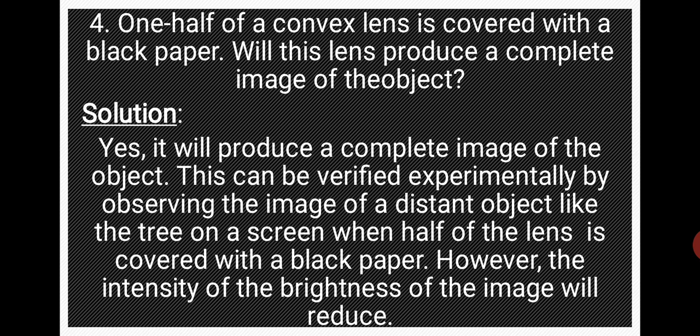Next problem is: one half of a convex lens is covered with a black paper. Will this lens produce a complete image of the object? Yes, it will produce a complete image of the object. You can experimentally verify this by observing an image of a distant object like a tree or the sun. You focus the tree or the sun using a convex lens, and you can place a screen on the other side and you can still see an image formed on the screen.